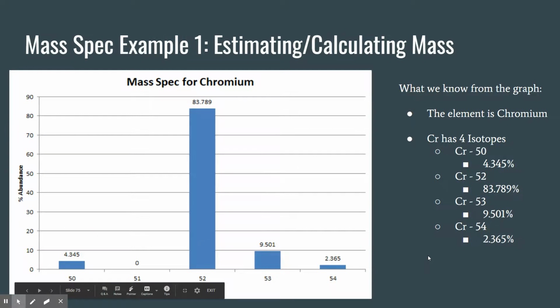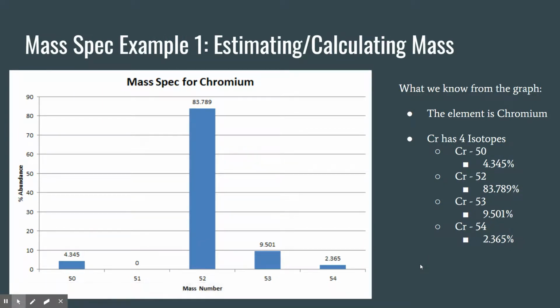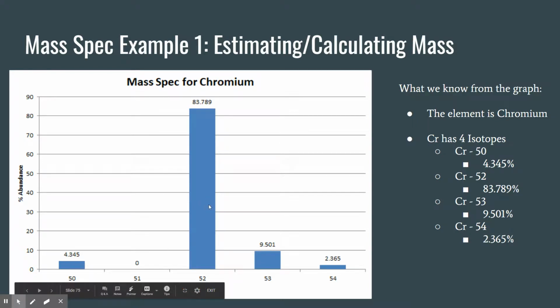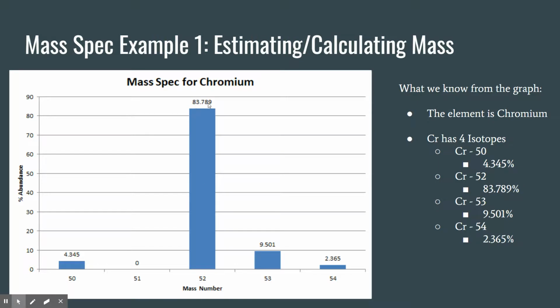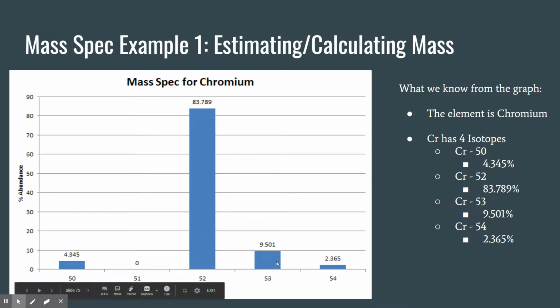Let's try a slightly bigger one. So here's chromium. Chromium has 4 isotopes. And I can see that because there are 4 peaks, 1, 2, 3, 4. Of all of chromium's isotopes, the most common one is chromium 52 at 83.789%. The other ones are very small comparatively.